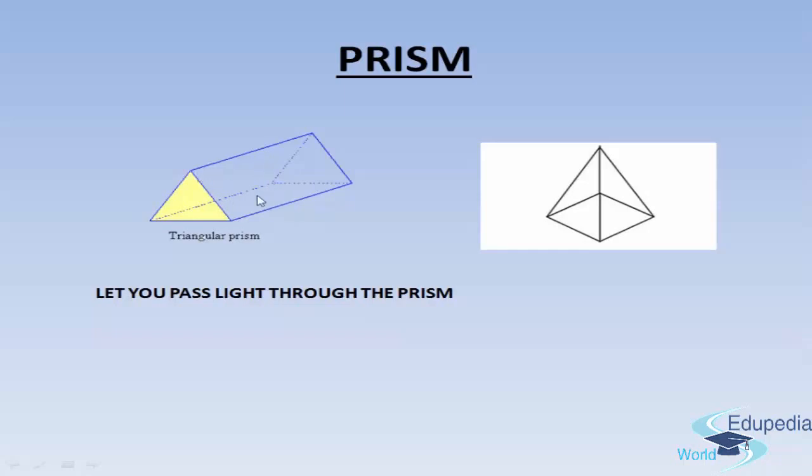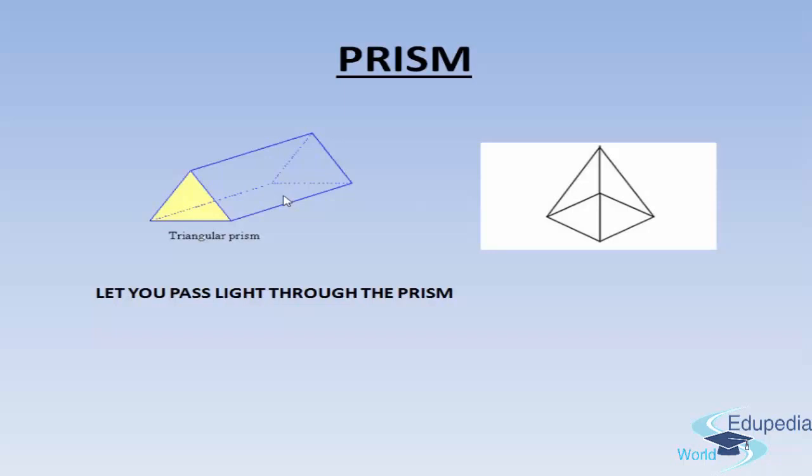And a prism can be of different shapes and sizes. So here we have a prism like an upright pyramid, right? So we can have different shapes and sizes of prism, and the prism is not hollow from inside, but it is a solid structure.